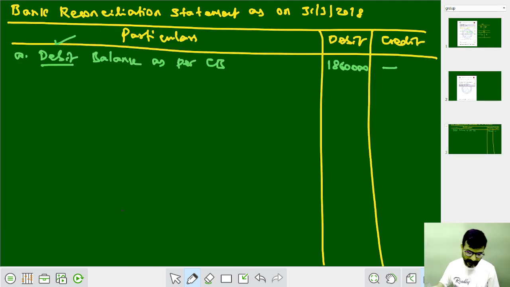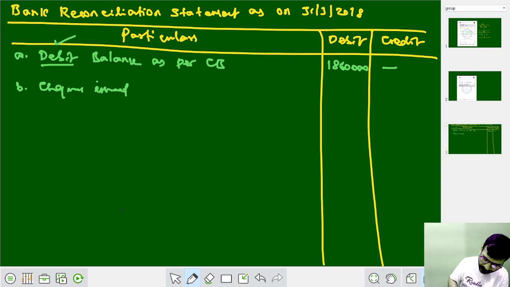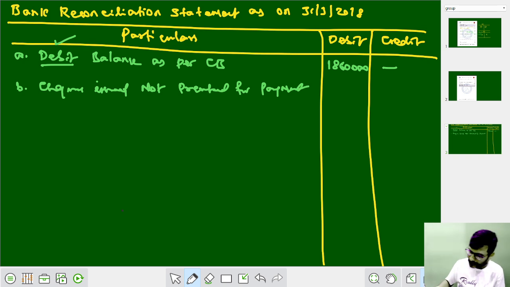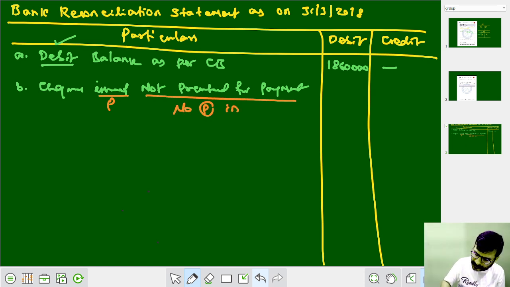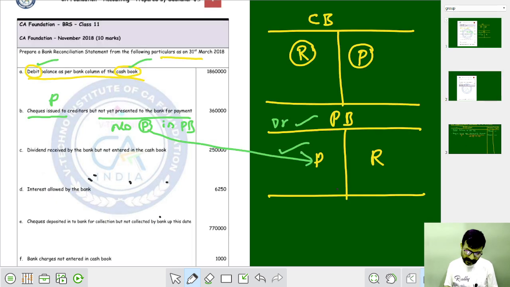So what we have to write? B point. Checks issued not presented for payment. It means not presented for payment means no payment in passbook, no debit in passbook. So where I have to take? I have to take it on the debit side only with an amount of rupees 3,60,000. See the next transaction, my dear kids.